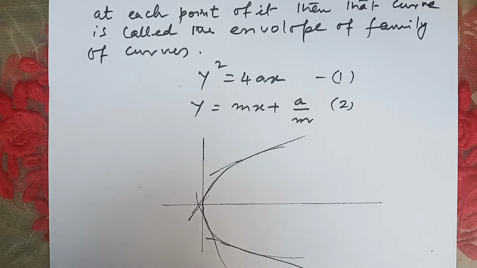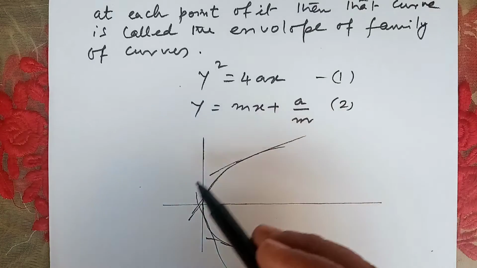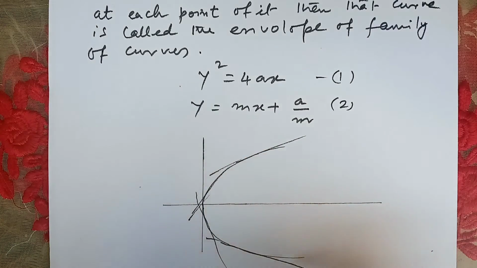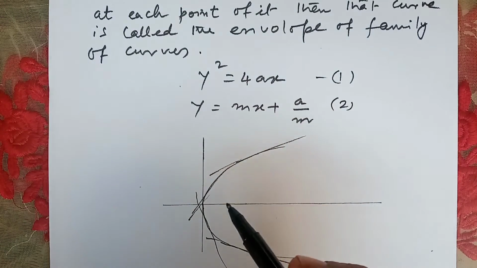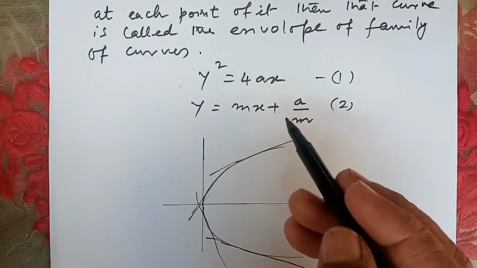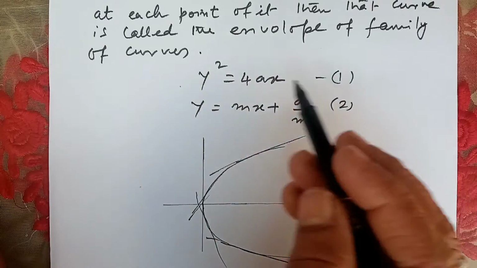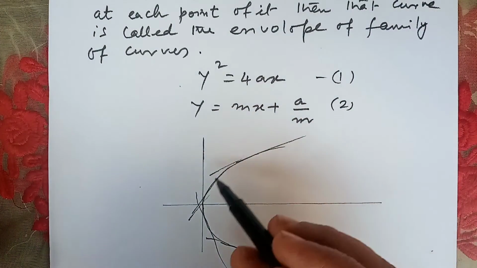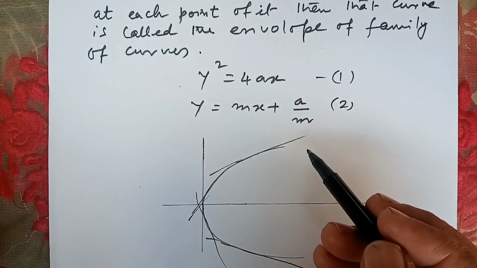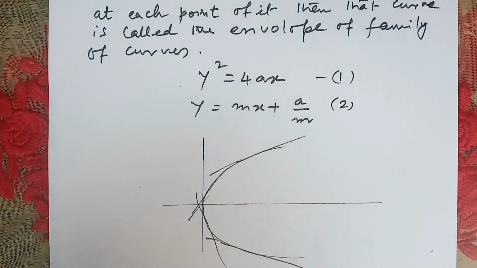What is an envelope? If a curve touches all the members of a family of curves, that is, for different values of m the straight line touches this parabola, therefore this parabola is the envelope.